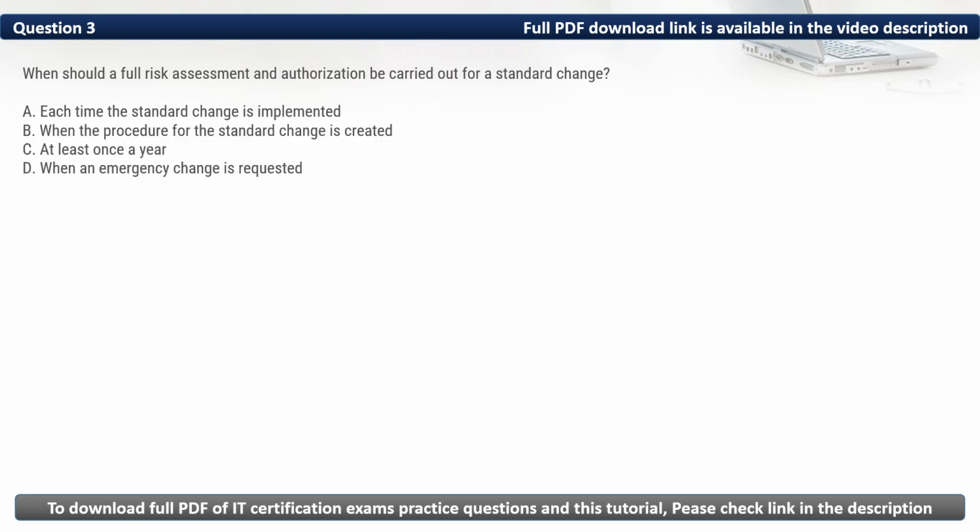Question 3. When should a full risk assessment and authorization be carried out for a standard change? Here in this question, the full risk assessment and authorization should be carried out for a standard change when the procedure for the standard change is created. Thus, the correct option is B.